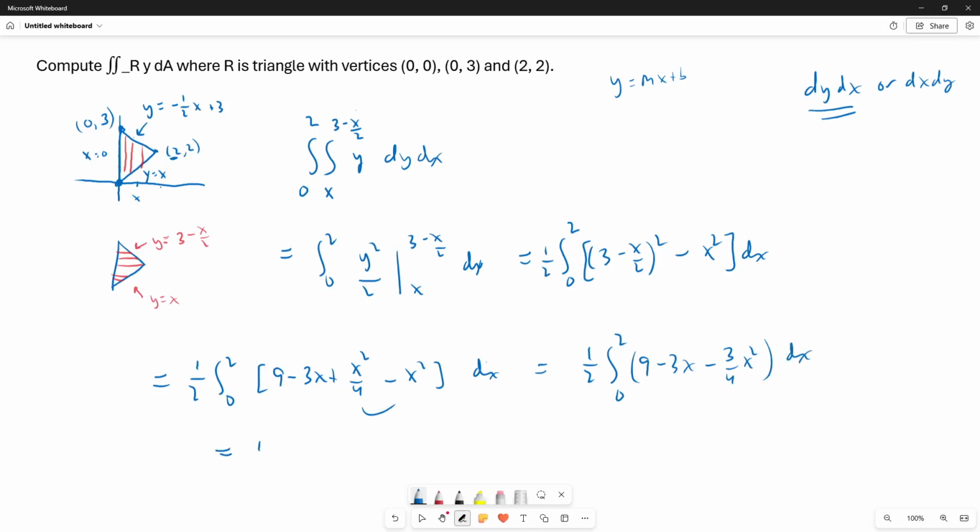And now we can integrate. We have 1/2, our antiderivative is 9x minus 3x squared over 2 minus x cubed over 3. The 3's will cancel, and we'll get x cubed over 4. From 0 to 2, when we plug in 0, we get 0. So we just have to plug in 2, and we get 18 minus 12 over 2 is 6, minus 8 over 4 is 2, and this is 18 minus 6 minus 2 is 10, times a half is 5. The answer is 5.